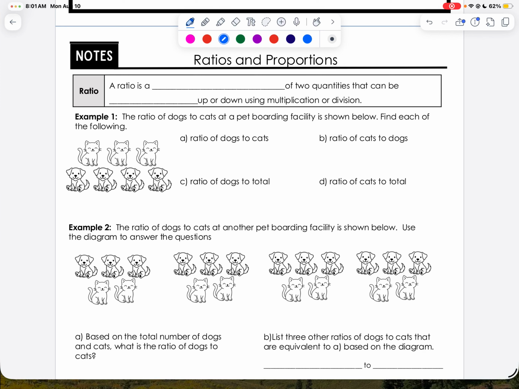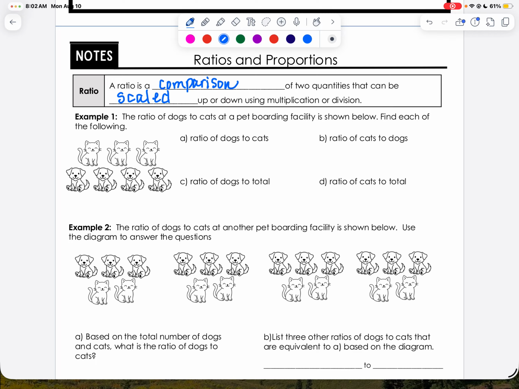In today's lesson, we will be exploring ratios and proportions. Before we do, let's review what a ratio is. So a ratio is simply a comparison of two quantities that can be scaled up or down by multiplication or division.